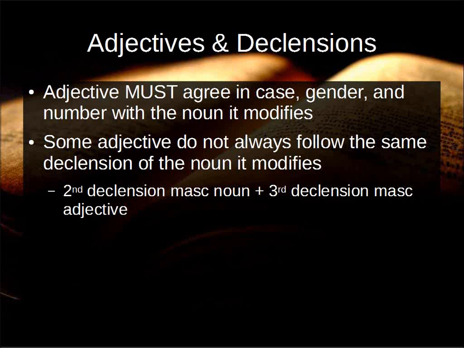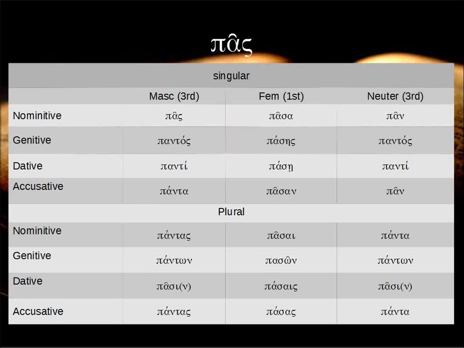So here's that slide, okay? This slide is for the adjective pas. Pas means all or every. Okay? Now you'll notice here in the masculine as well as the neuter, it follows the third declension. It follows the third declension. So we have pas, pantas, panti, panta, and so forth. Okay?